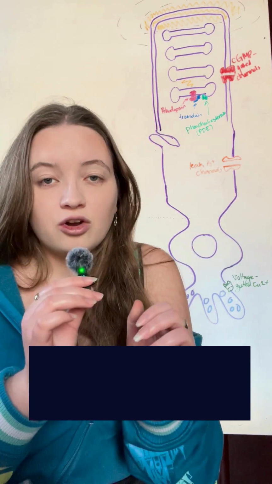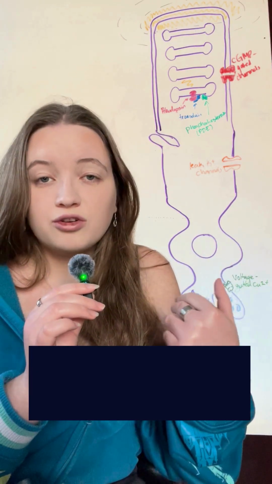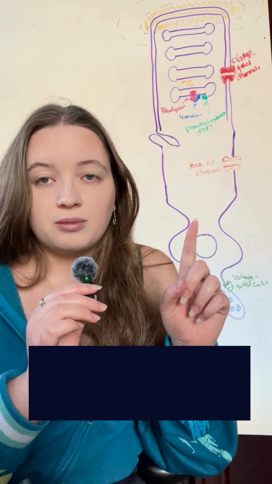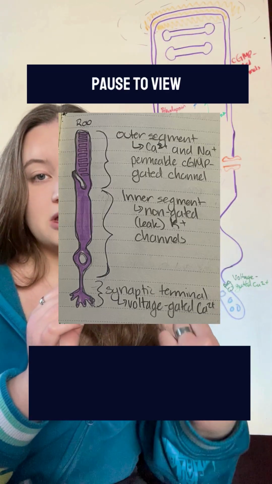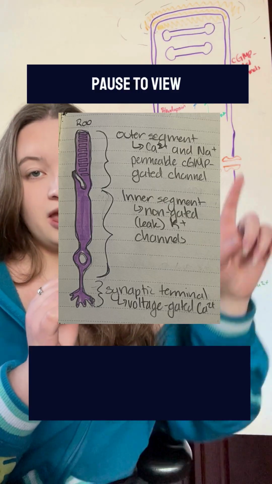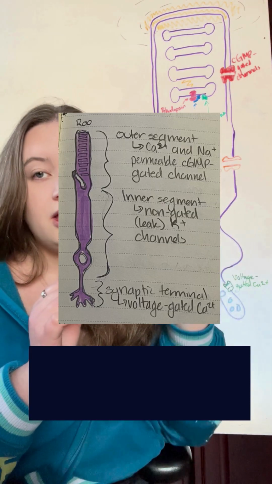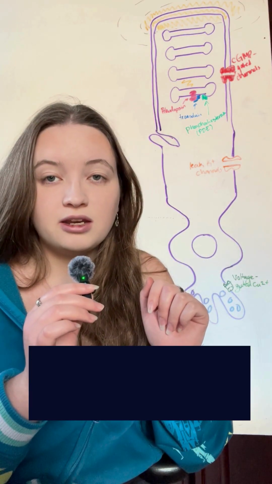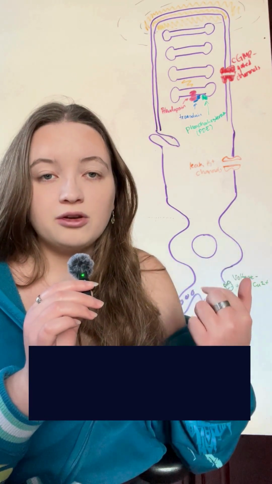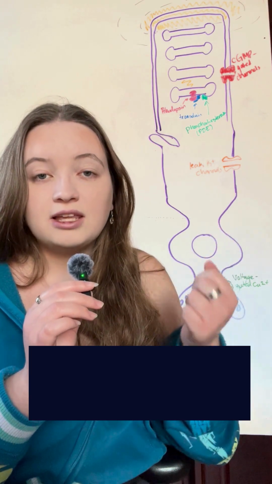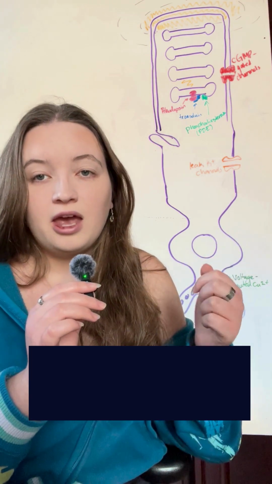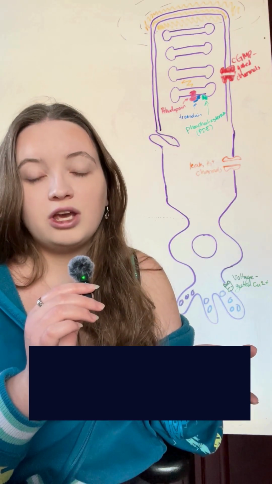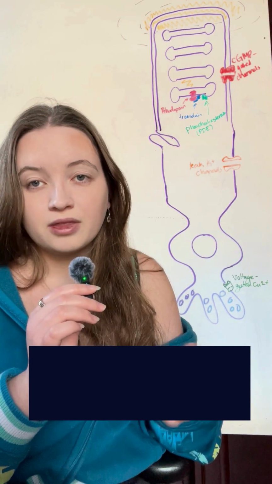Here's how it's done. To start, we'll look at this wonderfully drawn rod. We'll break it down into an outer segment, an inner segment, and a synaptic terminal. In the outer segment up here, there are calcium and sodium permeable cGMP-gated channels. In the inner segment, there are leak potassium channels. And as usual, near the synaptic terminal and the soma are voltage-gated calcium channels.